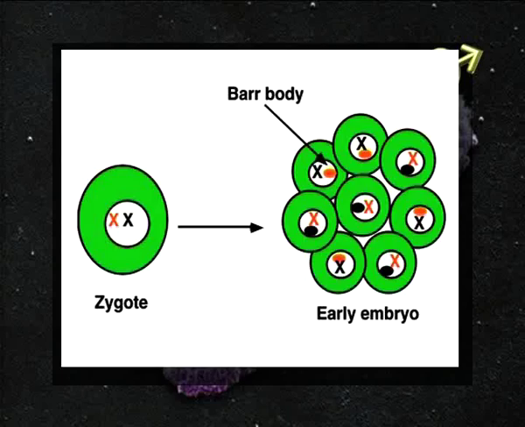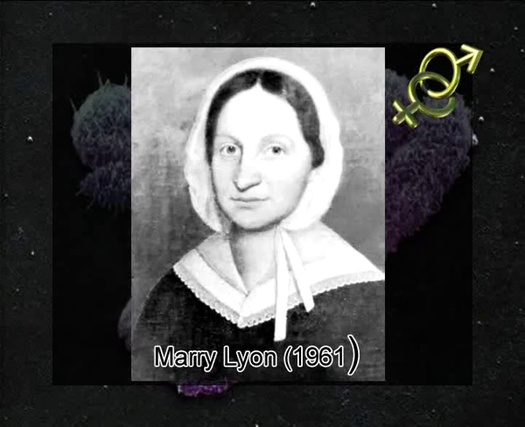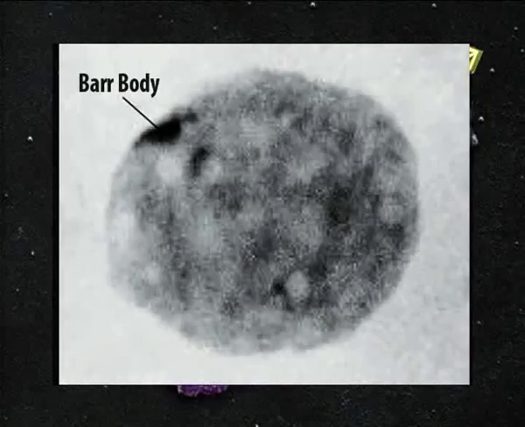After it is discovered by Murray Barr, in 1961, Mary Lyon proposed that the condensation of the X chromosome into a Barr body was a mechanism for inactivating the genes on the chromosome. This is called the Lyon hypothesis in her honor.